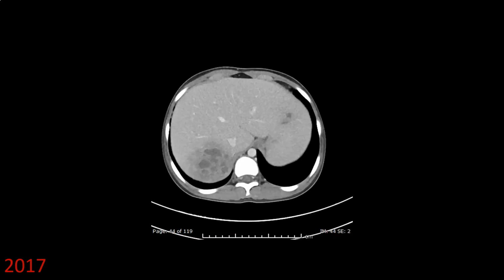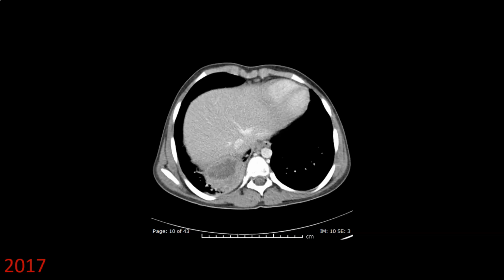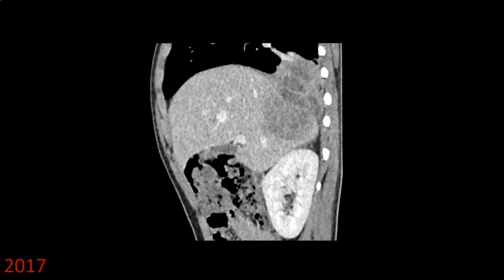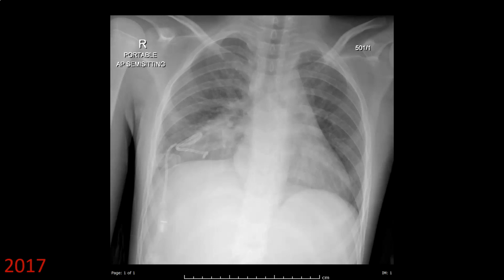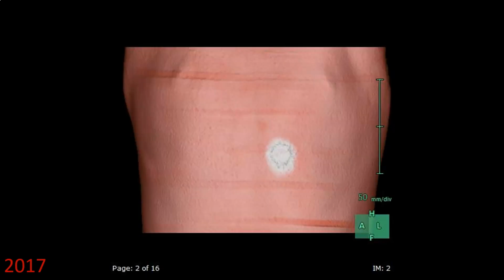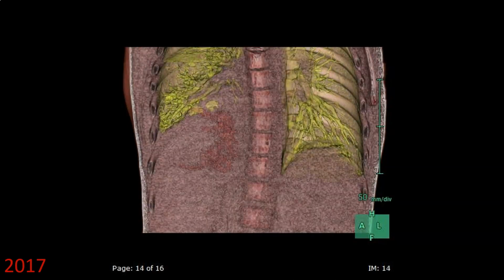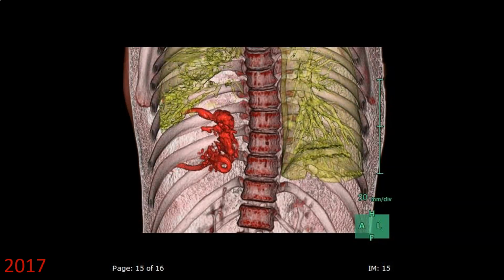It took this abscess a long time under treatment to be liquefied, but subsequently it has opened into the base of the right lung, forming a lung abscess. The lung abscess has been drained. And the liver abscess has also been drained. And here is a 3D representation of the two catheters.